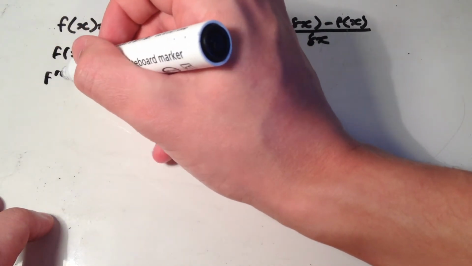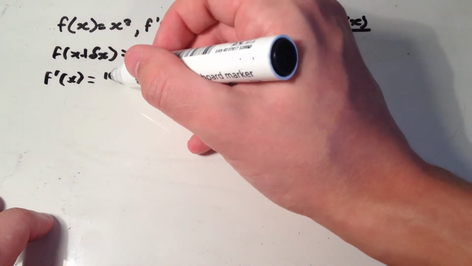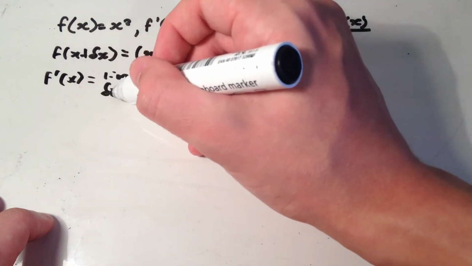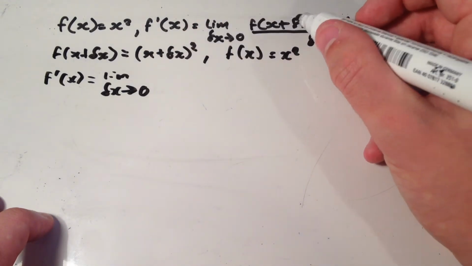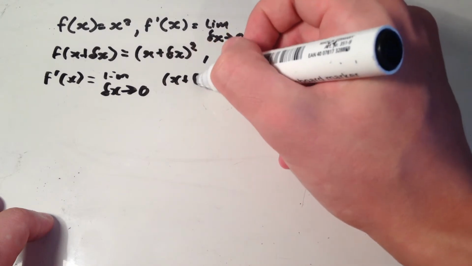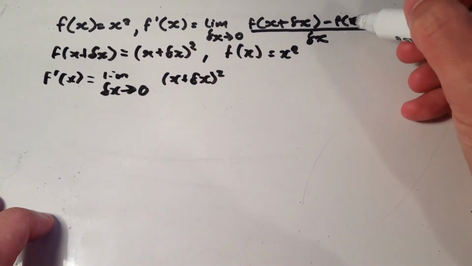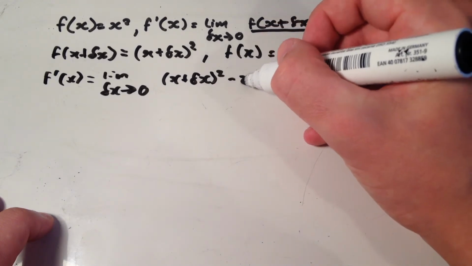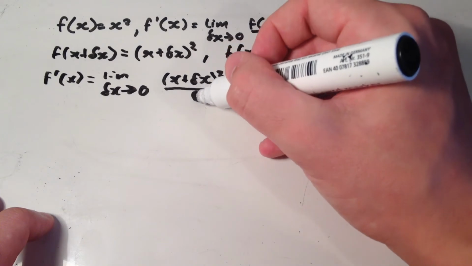So f dash x equals the limit as dx tends to 0 of f of x plus dx, which is x plus dx squared, minus f of x, and f of x is just x squared, all over dx.